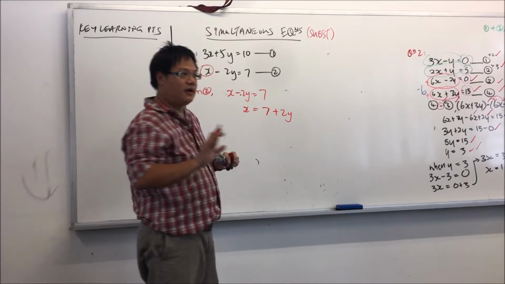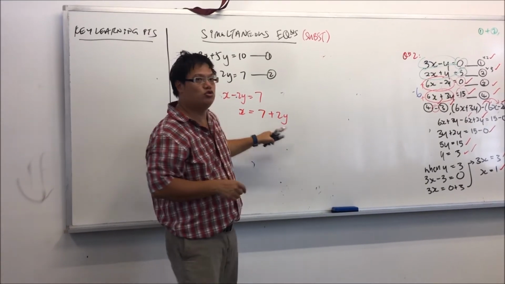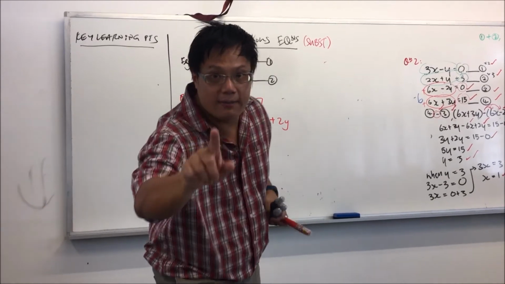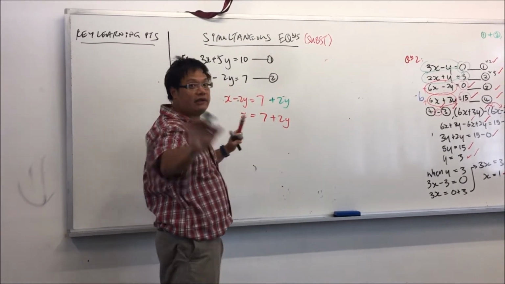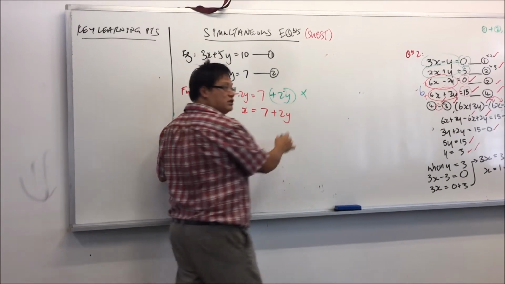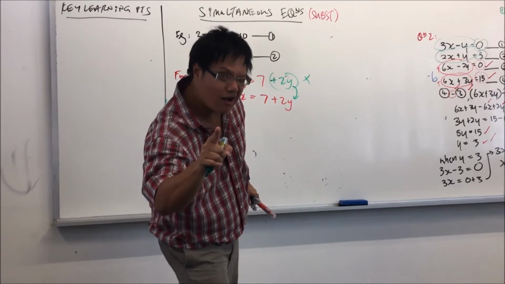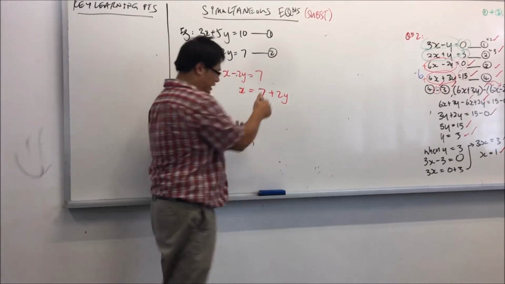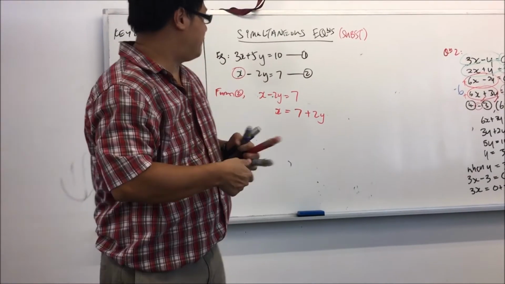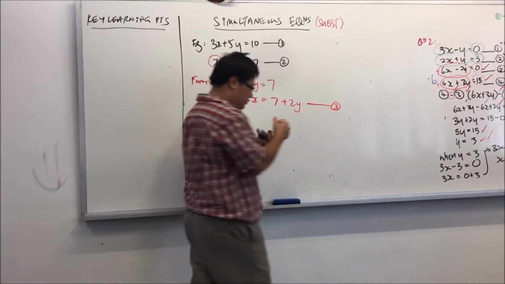Agree with me? Everyone agree? Okay? So over here is 7 plus 2y. The plus 2y is not written here. This is not correct. It is written on the next line. Understood? So over here it is written like that. Okay, so from here, we have x equals 7 plus 2y. So this forms a new equation 3.